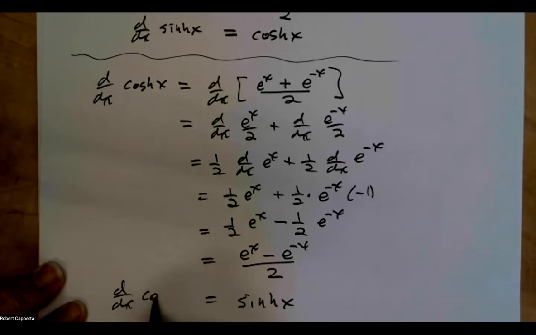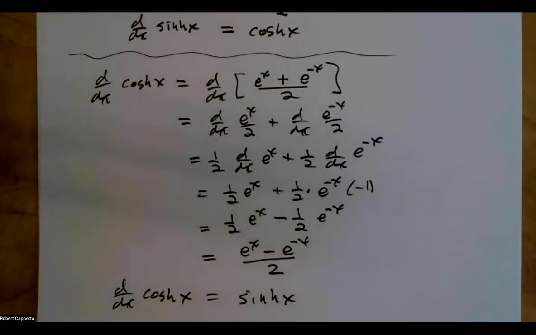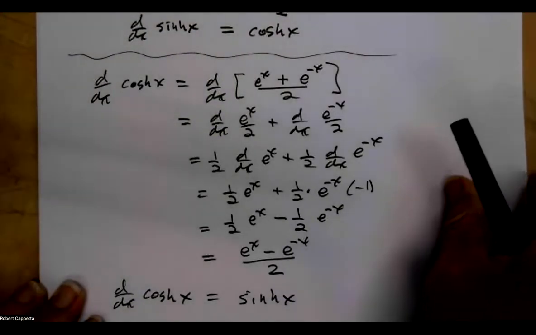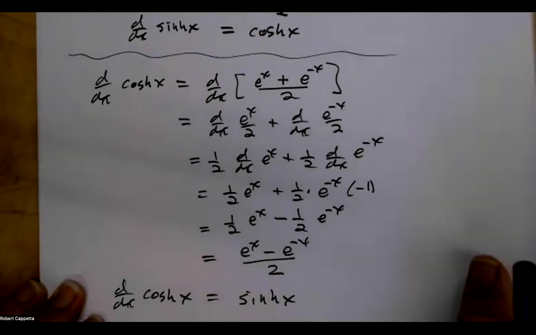Notice this is a little different. In trigonometry, circular trigonometry or triangle trigonometry, the derivative of cosine is minus sine, but the derivative of hyperbolic cosine is hyperbolic sine. So we have these facts, and there's one more basic fact that I want to look at.